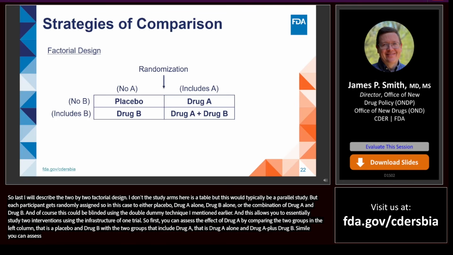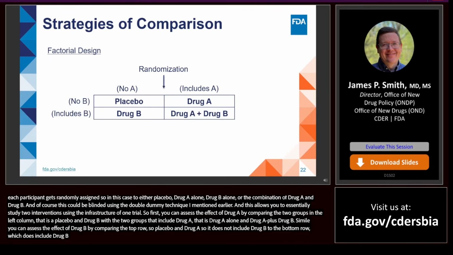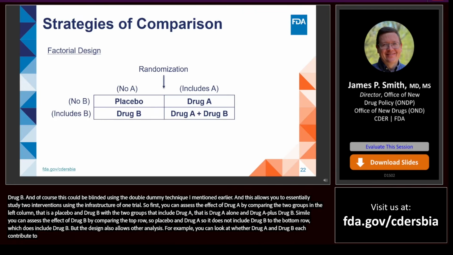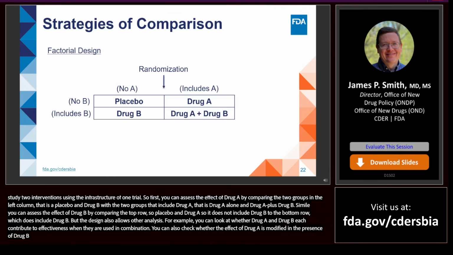But the design also allows other analyses. So for example, you can look at whether drug A and drug B each contribute to effectiveness when they are used in combination. You can also check whether the effect of drug A is modified in the presence of drug B, and vice versa. Factorial trials can certainly include more than 2 interventions, but it can quickly become infeasible since the number of cells in a full factorial trial will simply become too large.